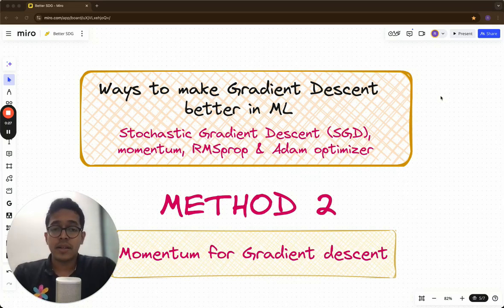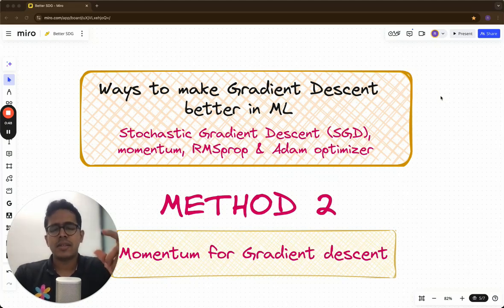There are two more methods that I want to cover in this module. The third one would be RMS prop, root mean square propagation, and the last one would be Adam optimizer, which is the most famous optimizer usually used in machine learning. So don't worry if you don't know what gradient descent is. I'll be covering that as a recap in the first part of the lecture.